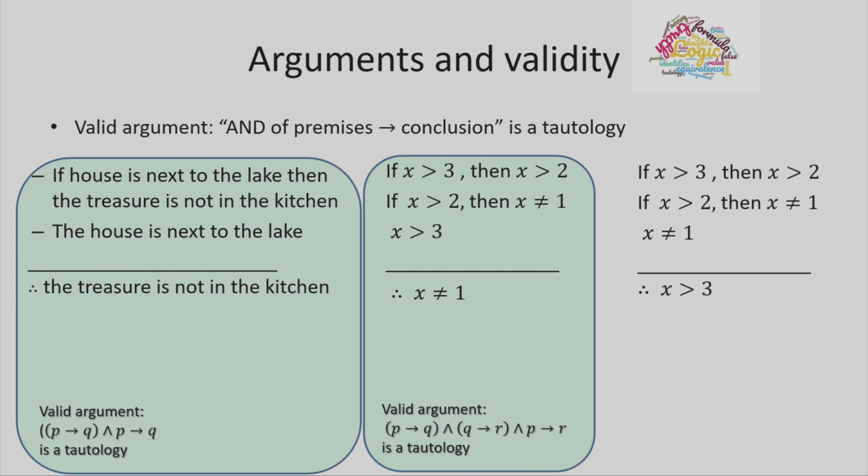So in the second one, we have P implies Q, greater than 3 implies greater than 2. And we also have Q implies R, greater than 2 implies not equal to 1. And we also have P, which is x greater than 3. And the whole thing implies R. Again, you could check that it's a tautology by doing the truth table.